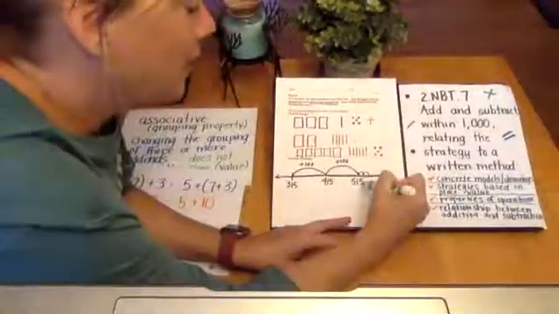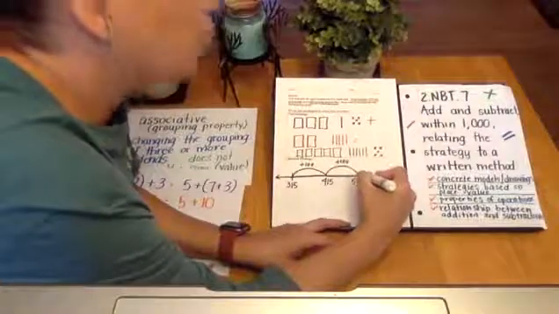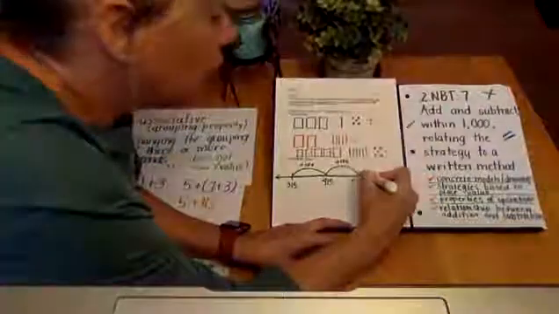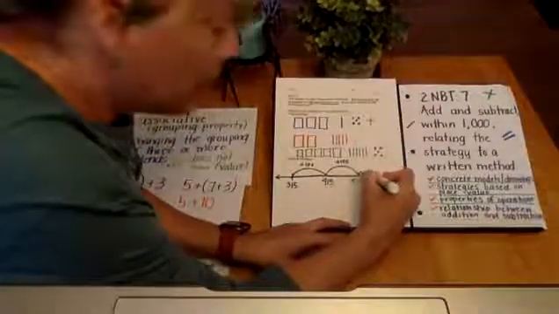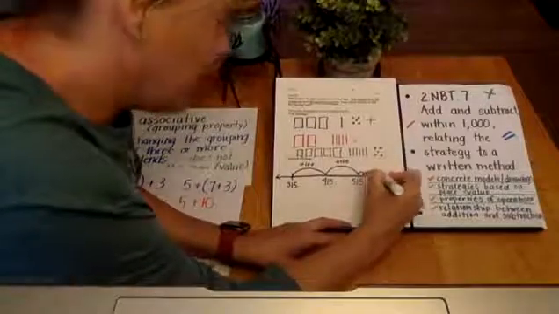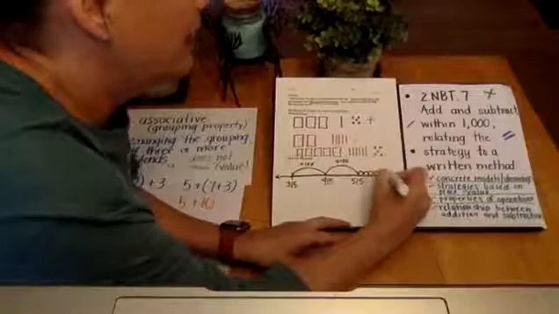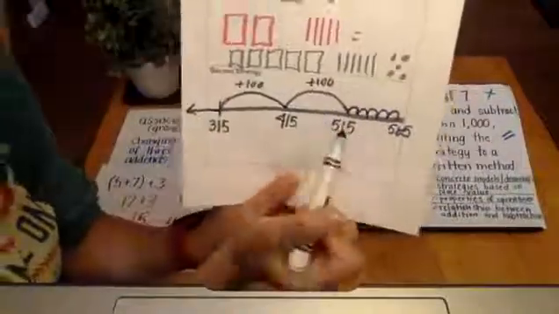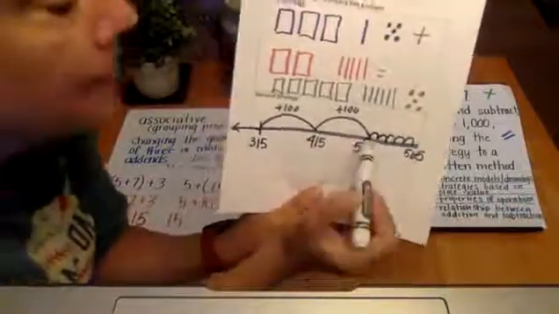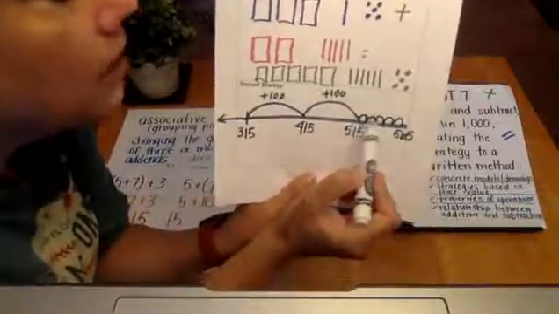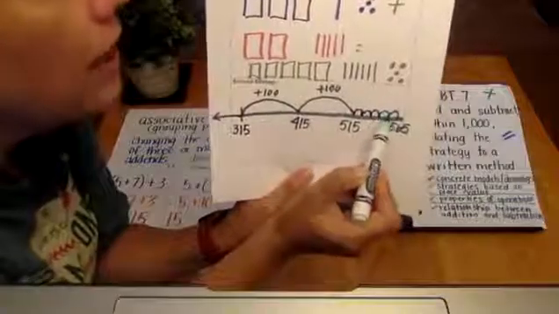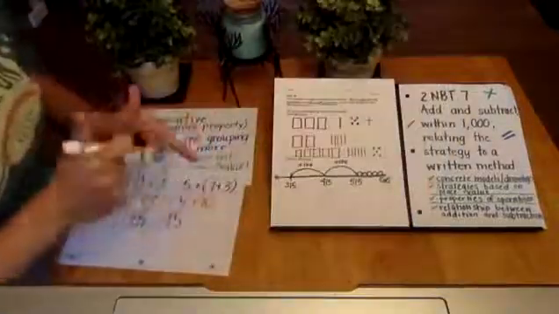I can count by tens. So 515, that's 525, 535, 545, 555, 565. That's how I know. Let's make sure we count our hops because we want to have 5 hops to represent 50. So there's 10, 20, 30, 40, 50. Perfect. Or you guys could also show it with numbers.